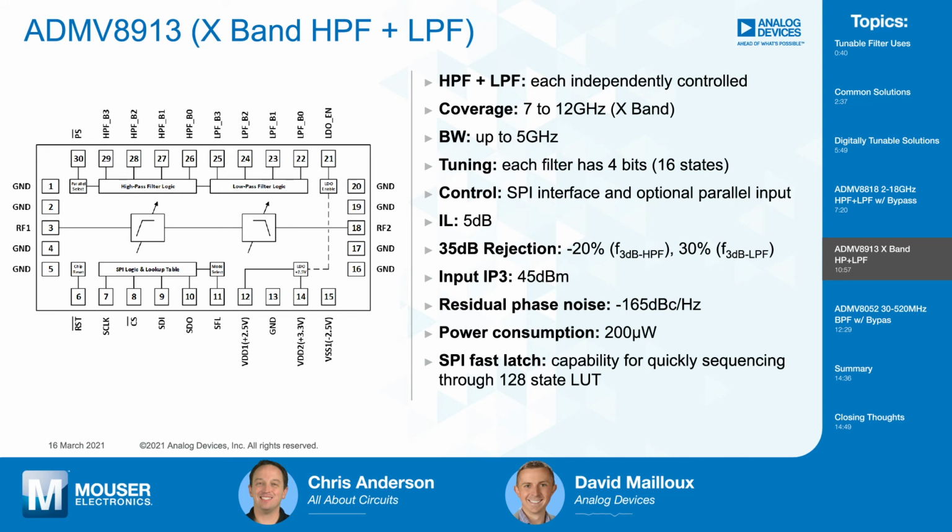The insertion loss is about 5 dB, and the 35 dB rejection numbers, on the low side for the high-pass filter is about minus 20% away, and on the upper end for the low-pass filter, it's about 30% away. Once again, it has the same excellent input IP3 performance, typically 45 dBm. Same residual phase noise performance, minus 165 dBc per hertz, and power consumption of roughly 200 microwatts. And it also has that SPI fast latch mode.